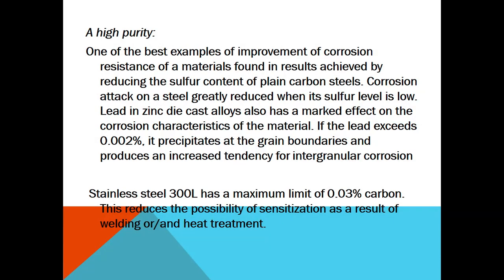High purity. Role of metallurgical features: one of the best examples of improvement of corrosion resistance of a material is found in the result achieved by reducing the sulfur content of a plain carbon steel. Corrosion attack on steel is greatly reduced when its sulfur level is low.